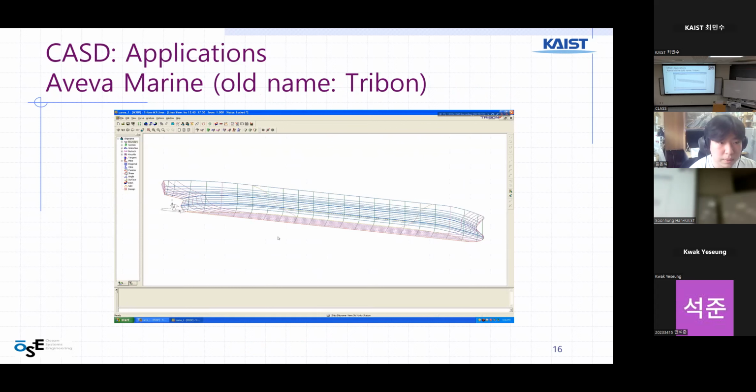I will show the applications of computer-aided ship design. NAPA, formerly known as Freeship, is a comprehensive software solution for the design and construction of marine vessels and offshore structures. It is specifically tailored to meet the needs of the shipbuilding and offshore industry.